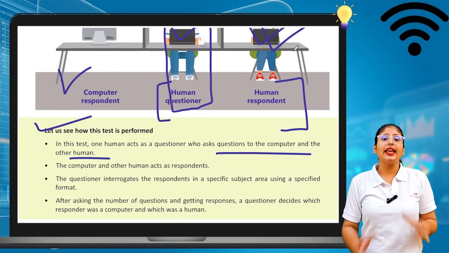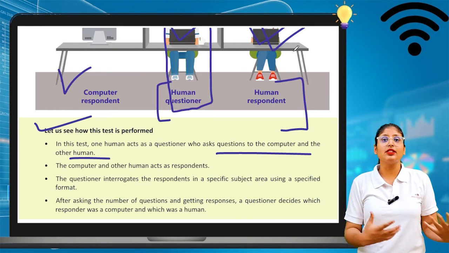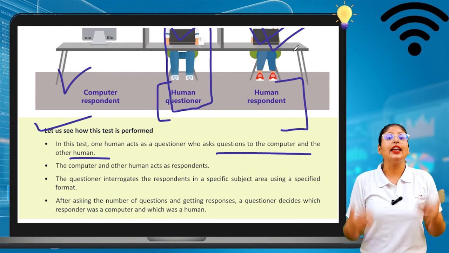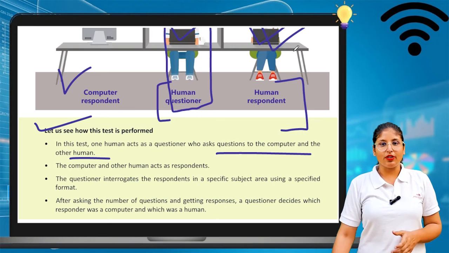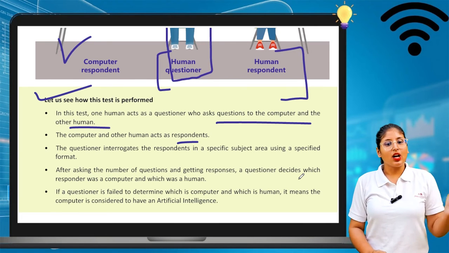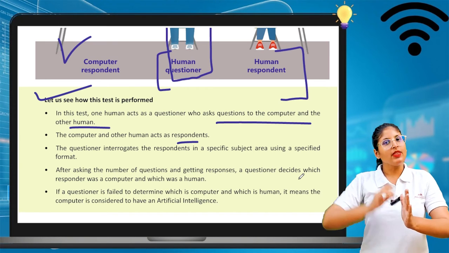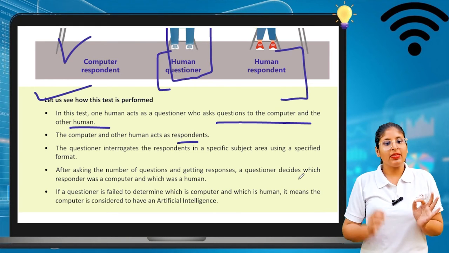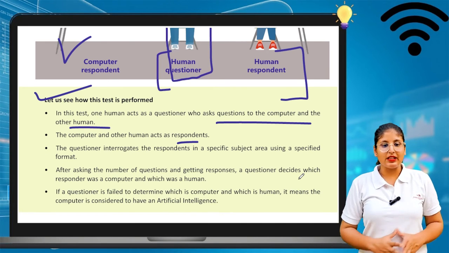With the responses, they can identify whether a machine and a human being can think the same or whether there is a difference in their answers. The computer and the other human act as respondents, a computer respondent and a human respondent. So one human being asks the question, one person gives the answer, and a computer also gives an answer. The questionnaire interrogates the respondents in a specific subject area using a specific format.